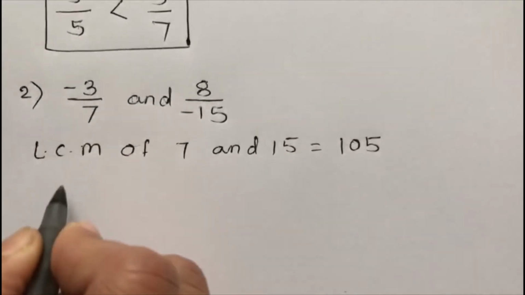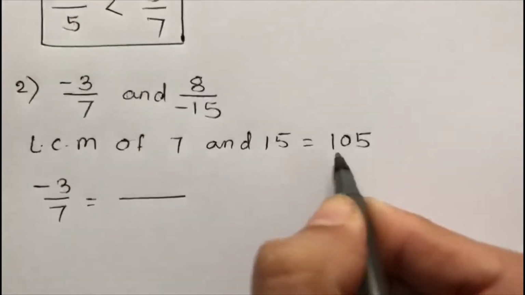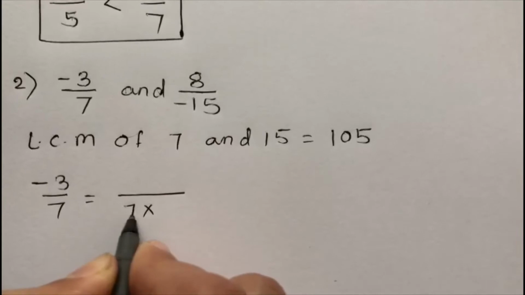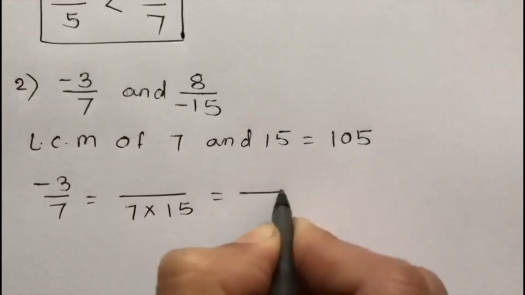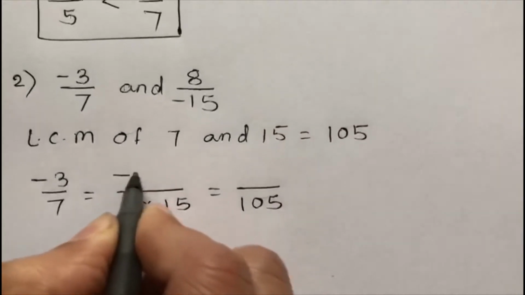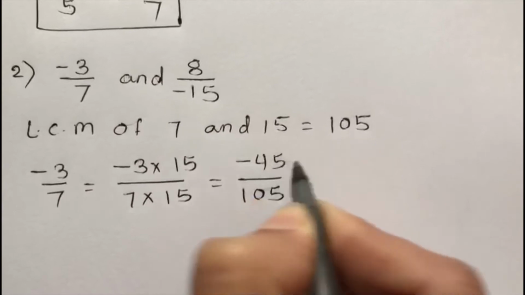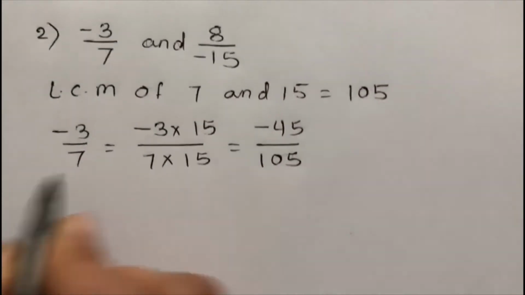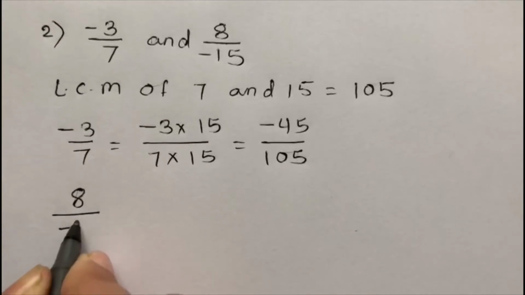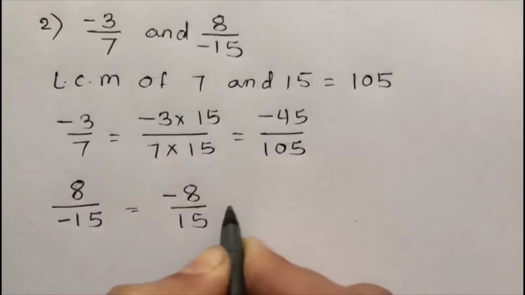So I write the first fraction, that is minus 3 by 7, and we want the denominator as 105. We have to multiply this 7 by 15. So 105 comes, and we'll multiply this numerator by 15. So here minus 45 will come. Now the second fraction is 8 by minus 15. That means minus 8 by 15.